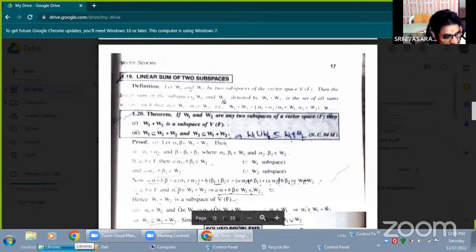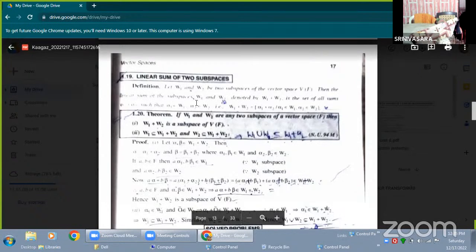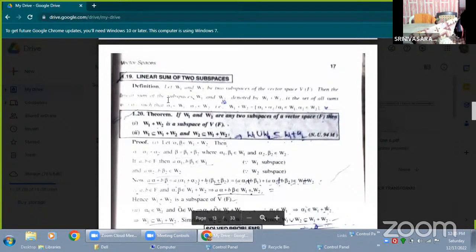Next one, linear sum of subspaces. What is the linear sum? Here, very important concept. Students, listen carefully. This is only subject purpose.